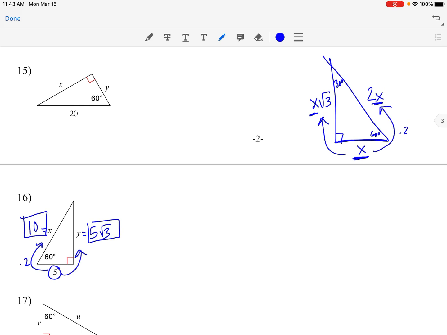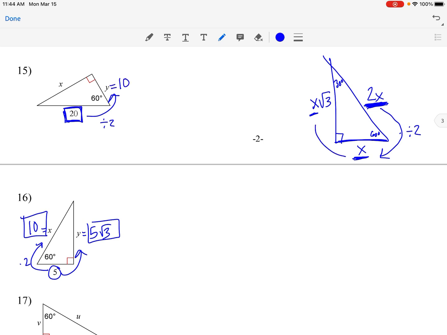Okay, on number 15, we are given the hypotenuse. So we have to figure out how to go in a different direction to begin with. We're given this one right here, and we have to figure out how to go this direction. With 2x, the only thing that happened is the 2 disappeared. So this time we're going to be dividing by 2 to get rid of that 2. We take this to go to the short leg, and we divide by 2. So y is going to equal 10.